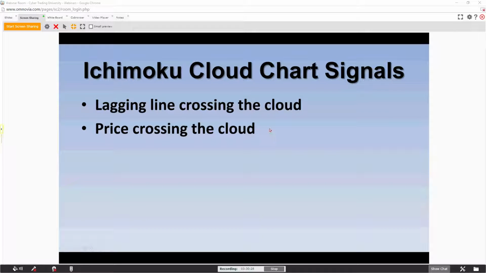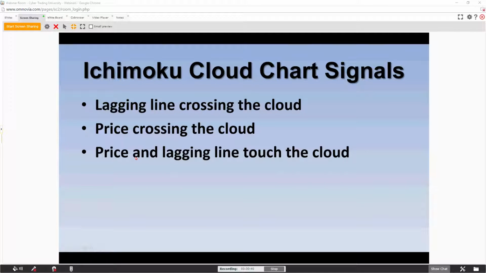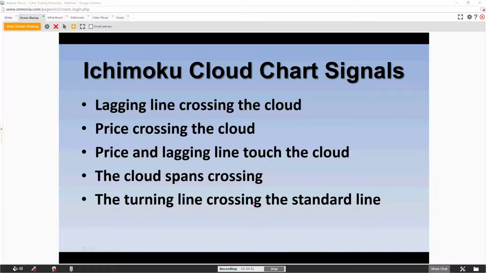The price crossing the cloud is a good signal of trend change. It's a little bit slower, but it's kind of like the Goldilocks. This is my favorite signal, when the price crosses the cloud. Price and lagging line touching the cloud are usually counter-trend signals. Then the cloud spans crossing, when they go from red to green or green to blue, and the turning line crossing the standard line. Okay, let's take a look at some signals here.